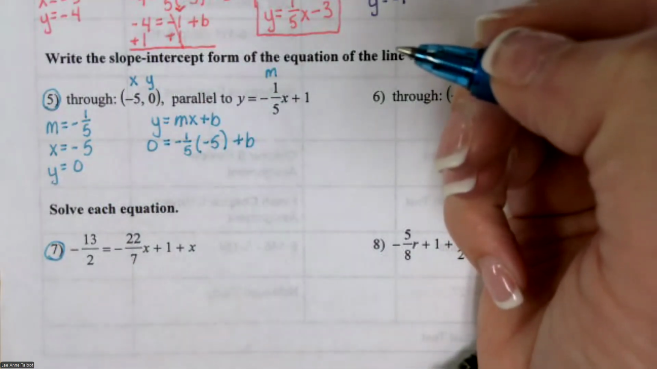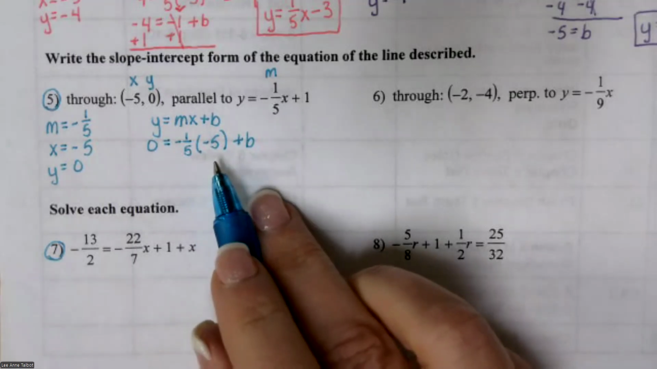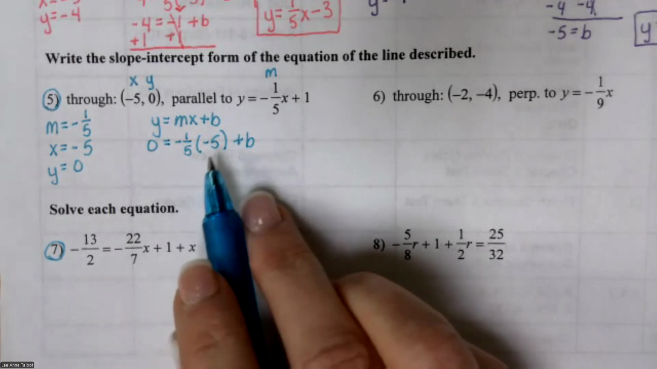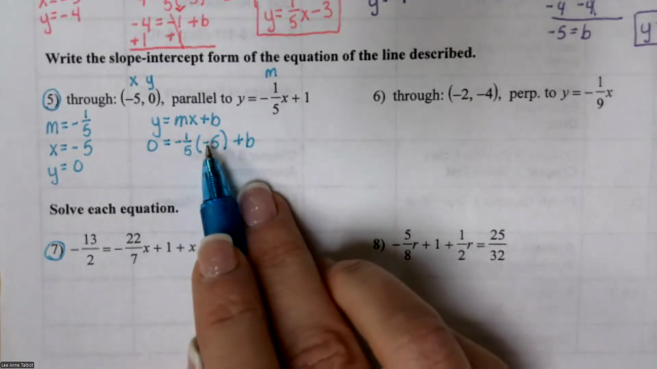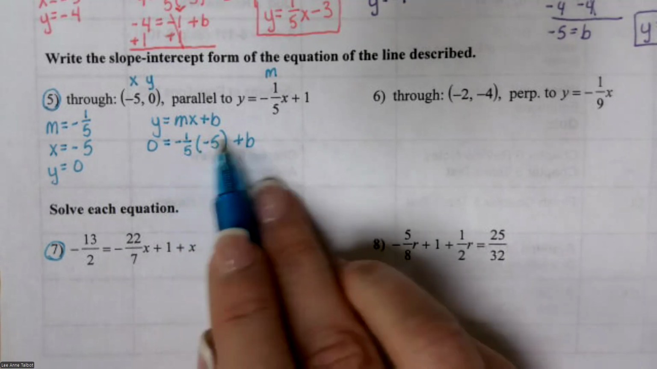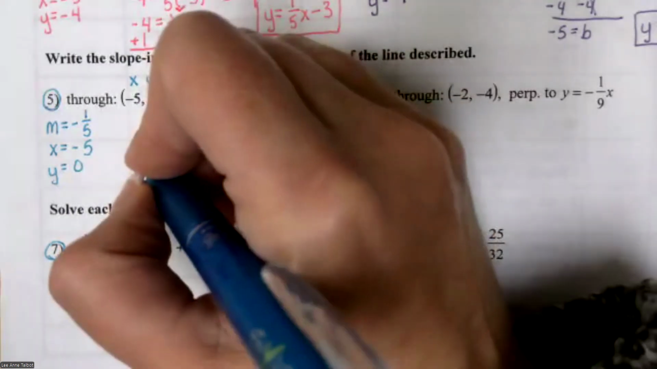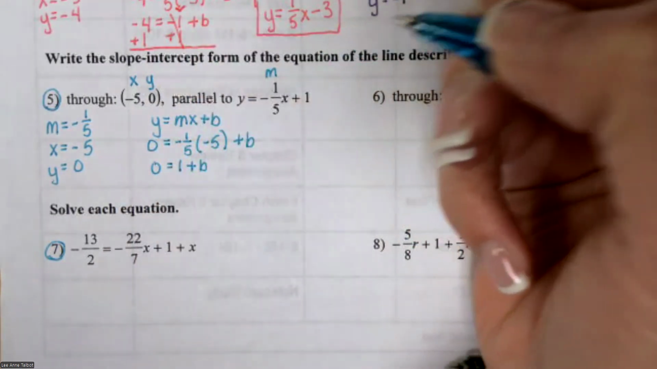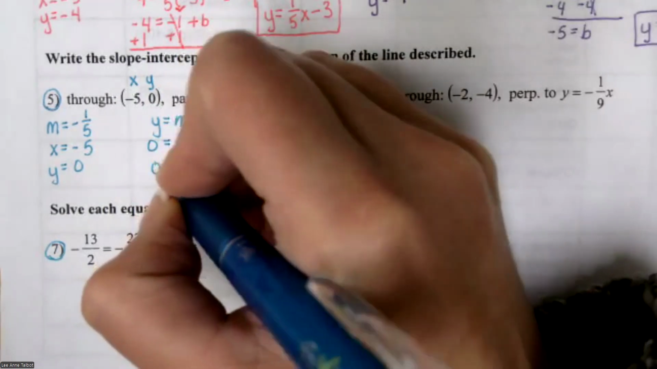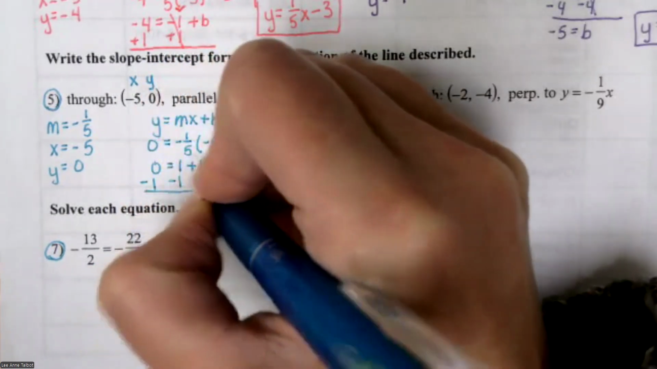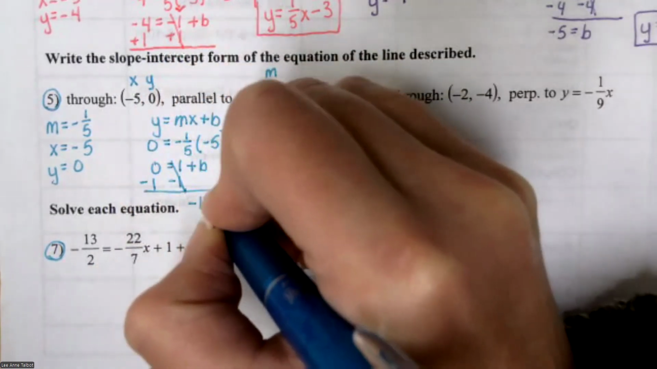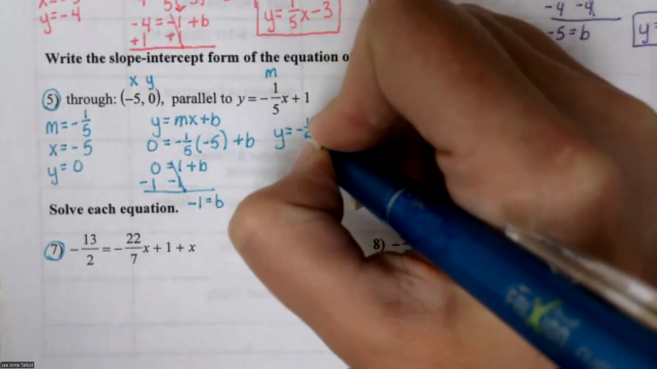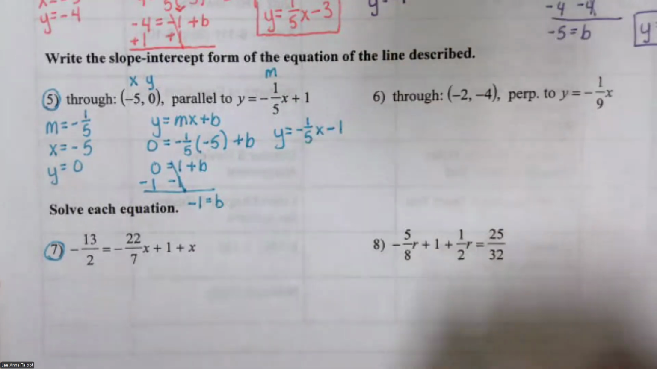Okay, what is negative 1/5 times negative 5? Positive 1. Because the negatives cancel and the 5s cancel. So negatives cancel, 5s cancel. You just have 1. 0 equals 1 plus b. Minus 1, minus 1. Negative 1 equals b. Y equals negative 1/5 x minus 1.